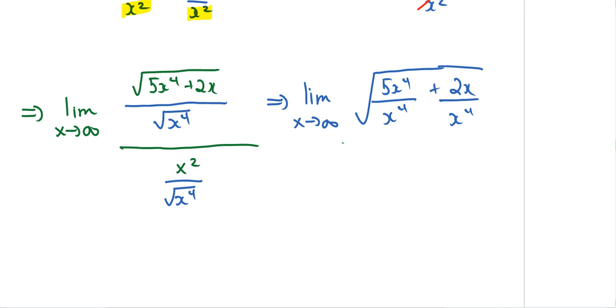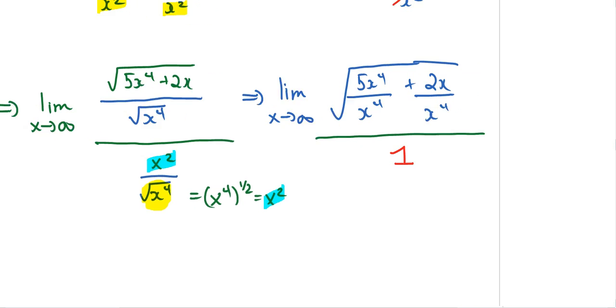All right, and after that, I'm going to divide that by x squared divided by the square root of x to the power 4. Well, this expression right here, the square root of x to the power 4, that's the same thing as x to the power 4 raised to the power 1/2, which is just x squared. So if I have an x squared here and x squared there, that's simply going to give me a value of just 1.